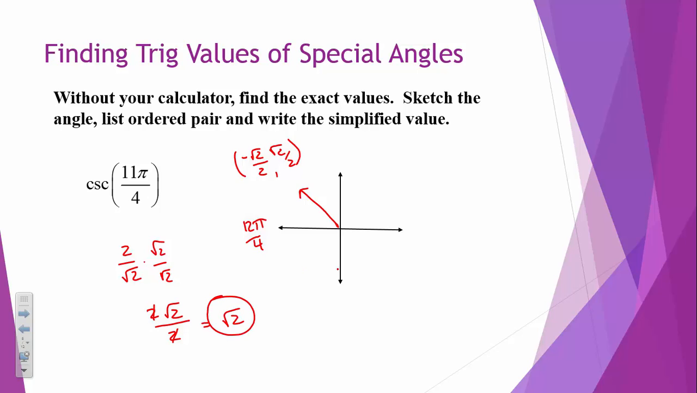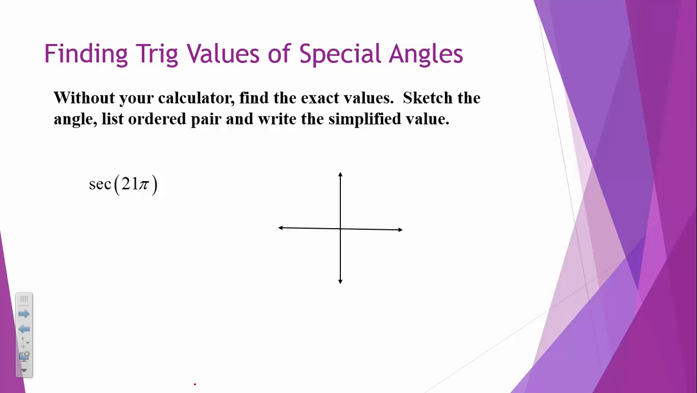So what I'll look for when I grade these is, are you in the right quadrant? Do you have the right ordered pair? Do you realize that you have to take the y value and take the reciprocal of that, and then can you simplify it? So I'll be looking for those 4 things.